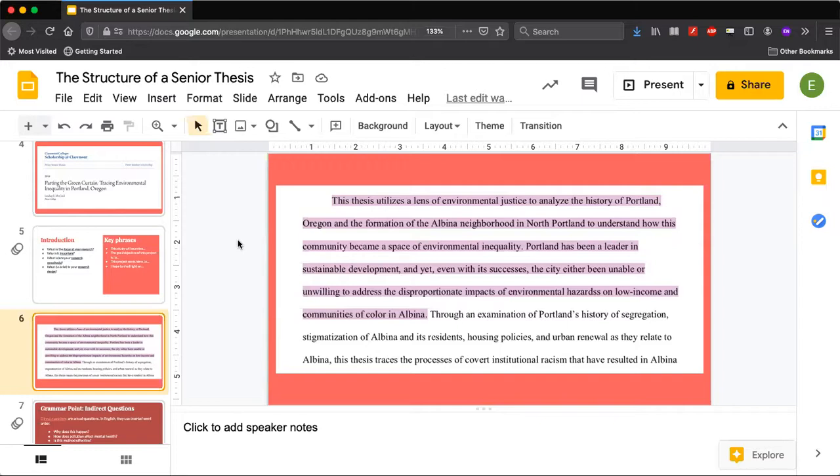So you can tell that it's probably a history student, and it's very clear what you're going to be reading from the start. And then the next sentence, let's look at that.